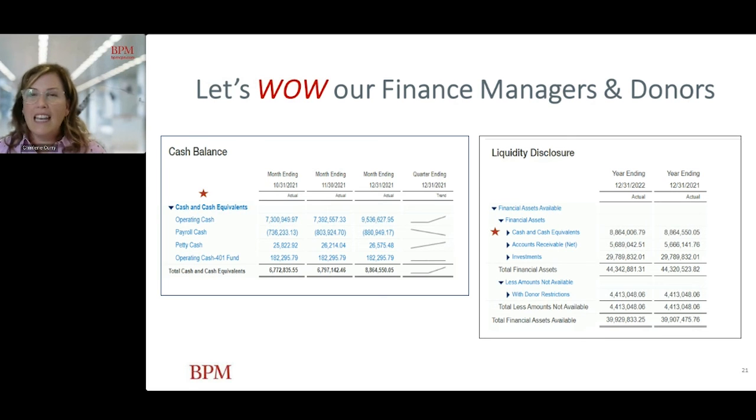But then it also subtracts out any of the restrictions, the donor restricted amounts that we have to be spent on certain activities. And what you're left with is a really clear and good look of what the financial assets are available to fund your other operations, your general operations. So in this situation, you see the 44 million available, you see 4 million that's restricted, and then you have 39 million. This is a great example of how you can monitor the liquidity of your organization.